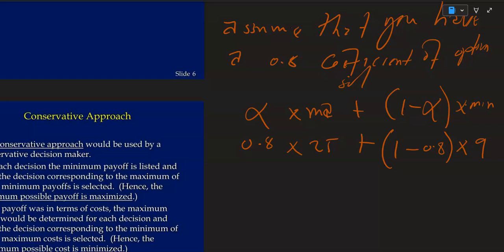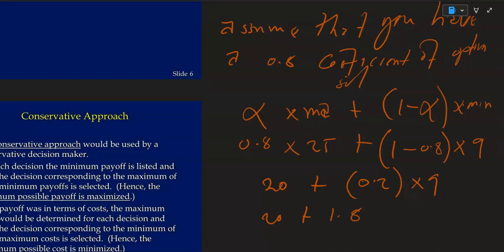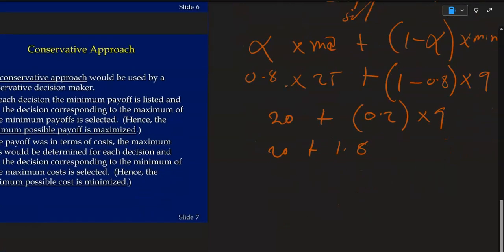We know that 0.8 multiplied by 25 gives us 20. Plus, what is 1 minus 0.8? That is 0.2, multiplied by 9. What is 9 multiplied by 0.2? That gives us 1.8. So 20 plus 1.8 gives us our answer as 21.8. So that is for investment A.